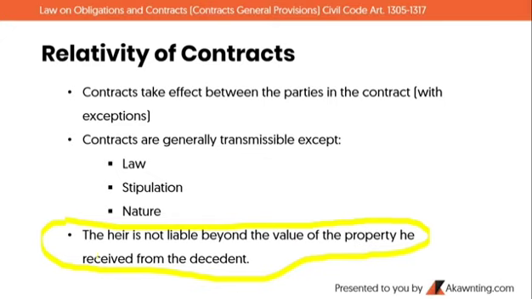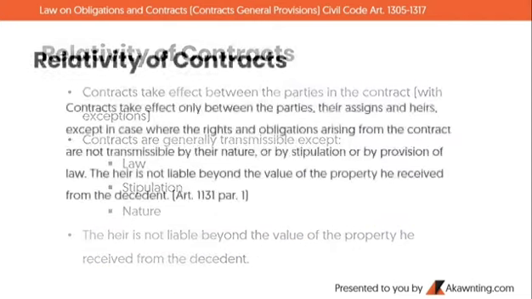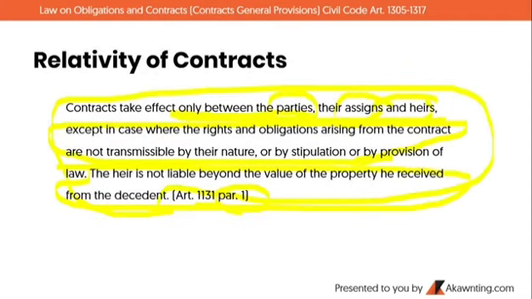So, sabi dito, the heir is not liable beyond the value of the property he received from the decedent. So, ganun lang yun. Ibig sabihin, kapag sisingilin ka ng kanyang creditor, okay, ang obliged ka lang bayaran doon ay up to the extent ng na-receive mong property from your parent. Okay? So, that is based on Article 1131, yung nabanggit natin.